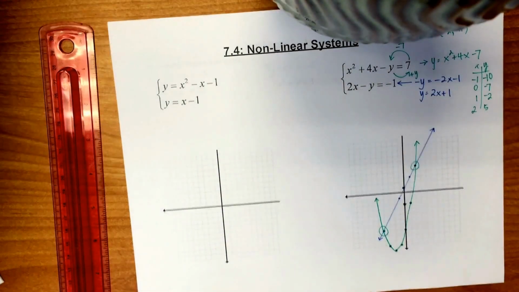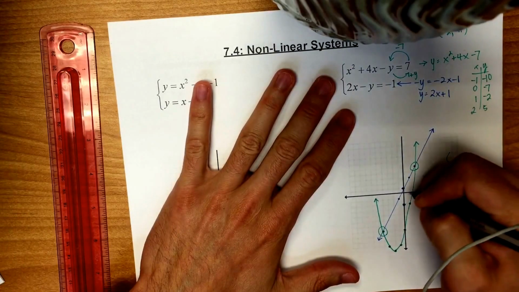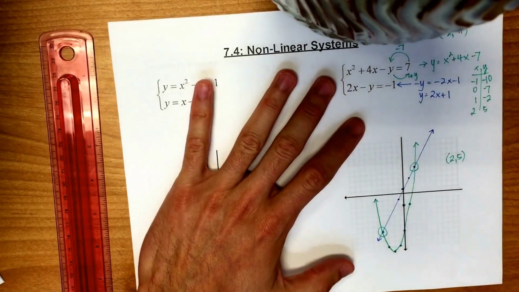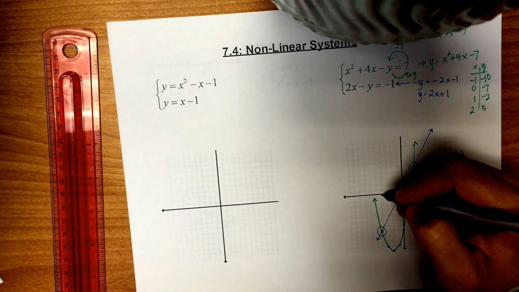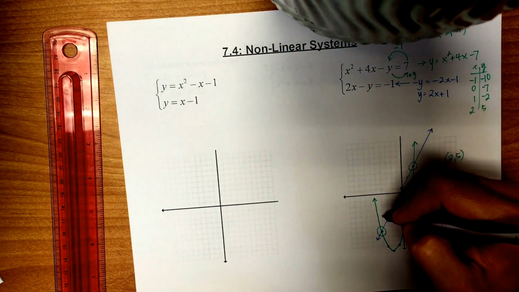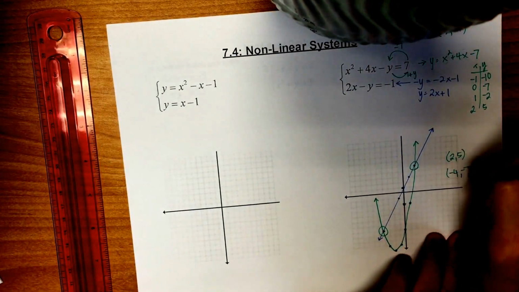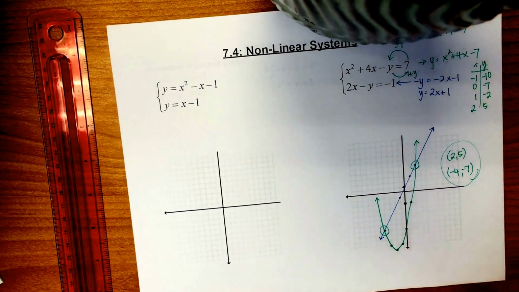So my answer for the problem is, what are those two coordinate points? This one here is at 2 and 5. That's one intersection. This one here looks like 1, 2, 3, 4, 1, 2, 3, 4, 5, 6, 7. So negative 4, negative 7. When you graph nonlinear systems, you're likely going to have more than one solution.